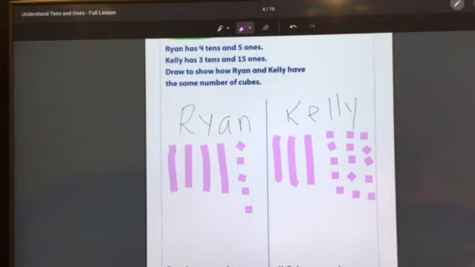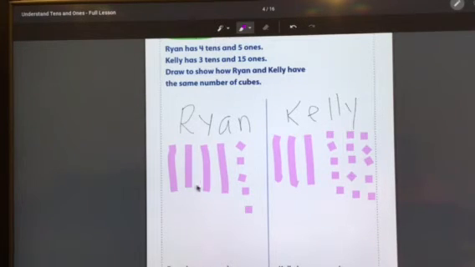Now, how many cubes does Ryan have? I need to count those and write that here. And how many cubes does Kelly have? If you look back up at the problem, it says draw to show how Ryan and Kelly have the same number of cubes. So after you count these, you should get to the same number for Ryan and Kelly.